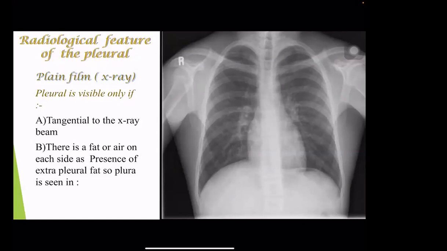Radiological features of the pleura. First, plain X-ray. The pleura usually is not visible on the X-ray unless, first, it is tangential to the X-ray beam, depending on the positioning. And second, when there is fat or air on each side of the pleura, as in the presence of extrapleural fat.